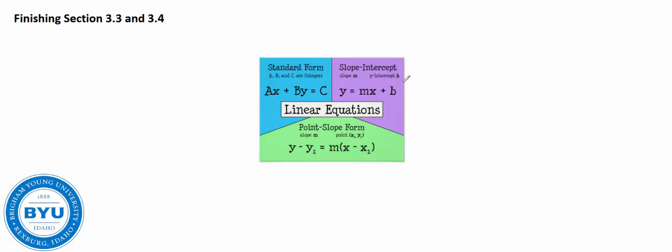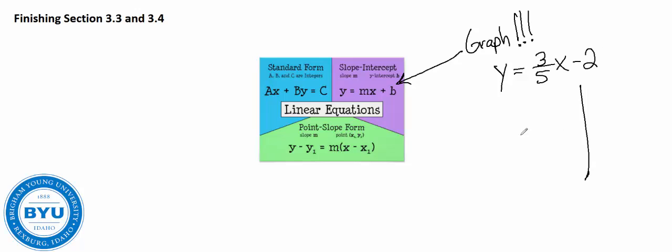Now let's talk about why we use these. We use this one for graphing. It's very easy to graph when it's in y = mx + b. For example, if it was y = 3/5 x - 2, that's easy to graph because it's already in y = mx + b form. My y-intercept is -2, so I go down 2, and my slope is 3/5. That's rise over run, so from the point, I go up 3 and over 5. We really like y-intercept form for graphing, okay?